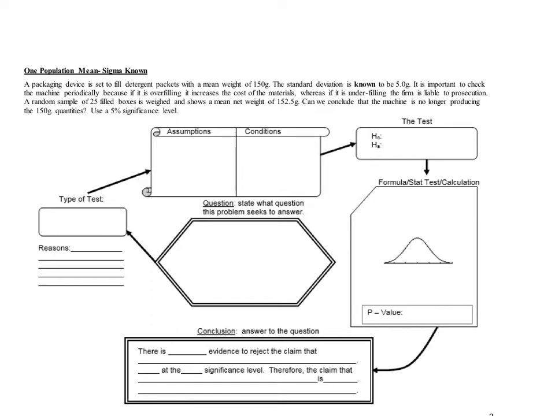All right, a random sample of 25 boxes is weighed and shows a mean net weight of 152.5 grams. Can we conclude the machine is no longer producing the 150 gram quantities? Use a 0.05 significance level. Okay, so our assumptions.